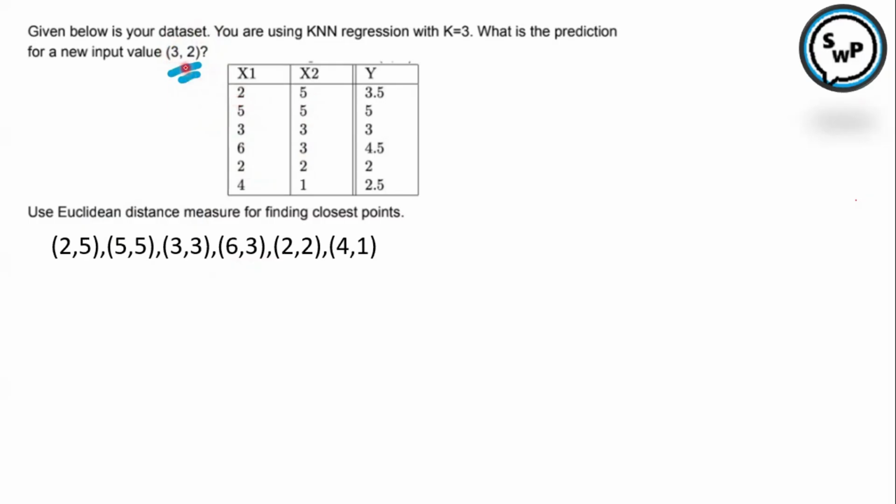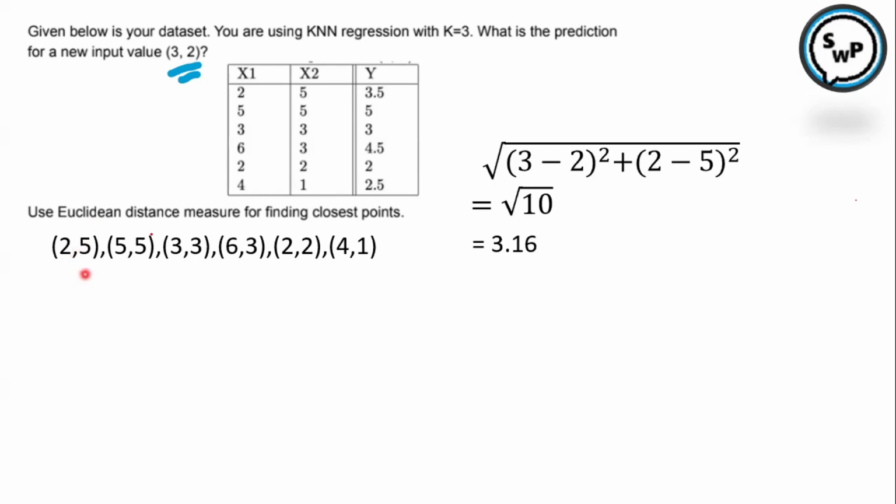That means what is the distance between this (3, 2) and (2, 5)? So how to find out the distance? This is the equation, that is (3 minus 2) square plus (2 minus 5) square. So in this way, we will find 3.16, right? So now for each point, we have to find out the distance between (3, 2) and that particular point.